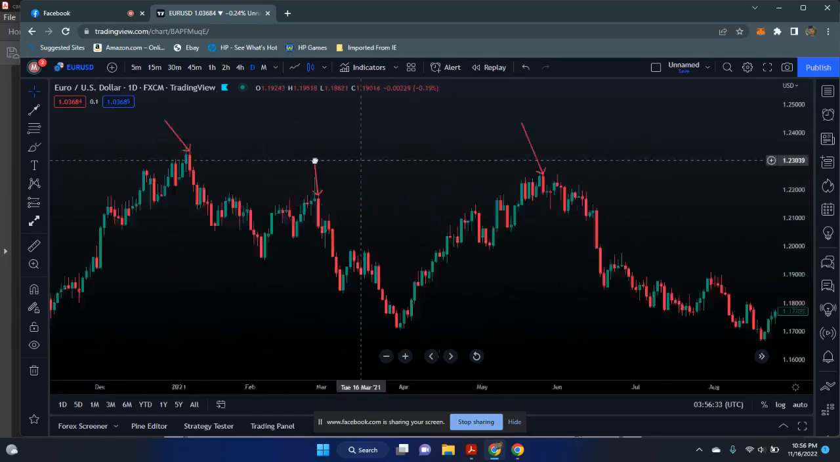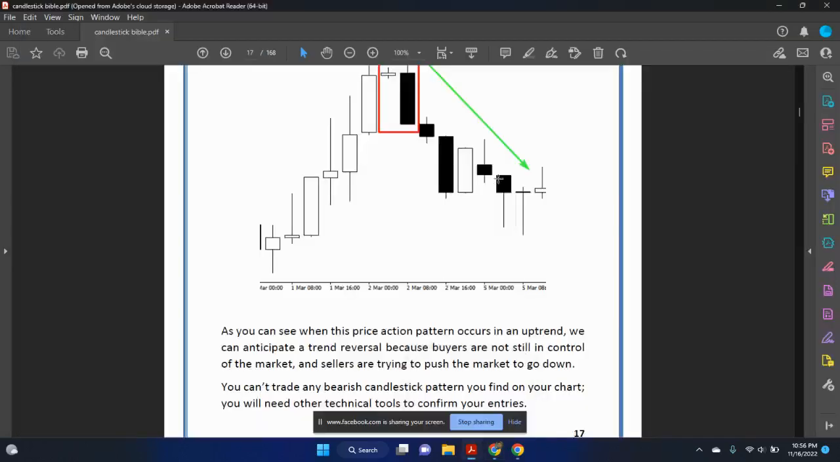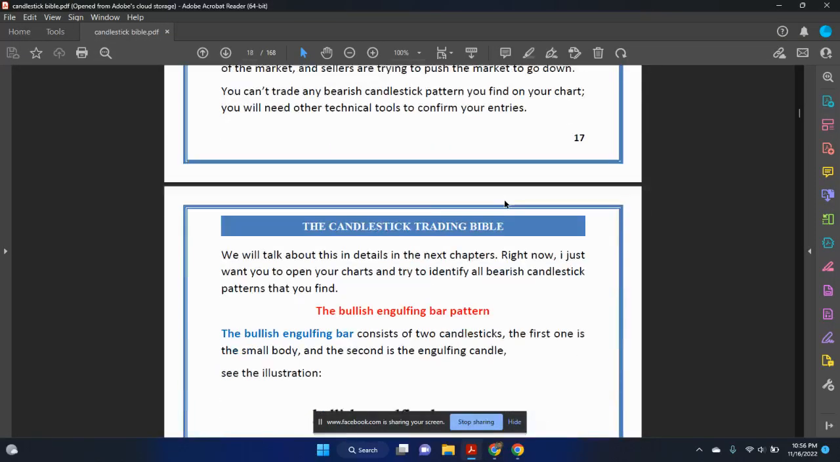Alright, so we have some examples of bearish engulfing candles. We will talk about this in detail in the next chapters, as far as how you can confirm. You will need other technical tools to confirm your entry. So we're going to talk about that later in the chapters.